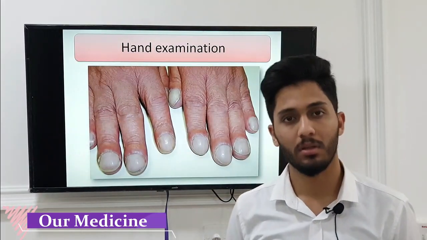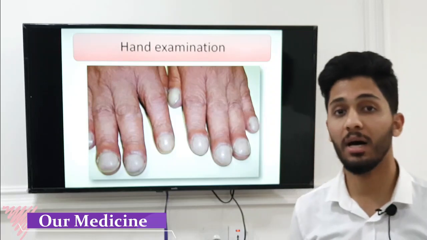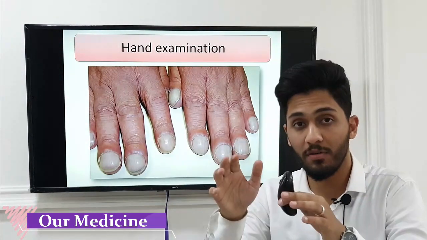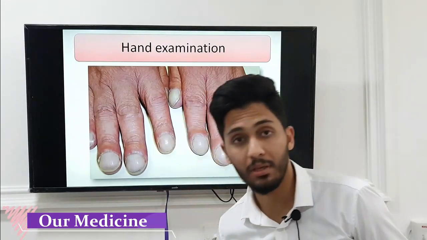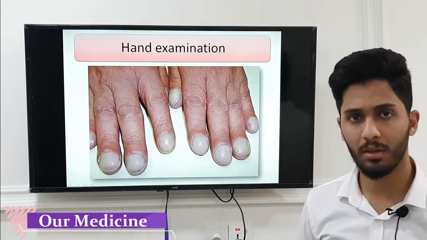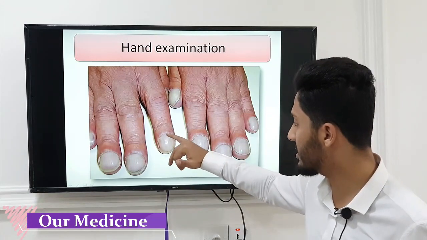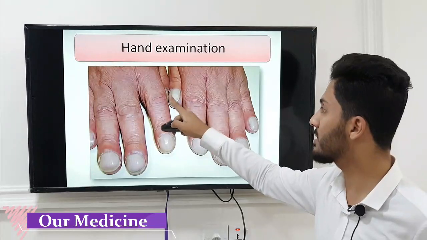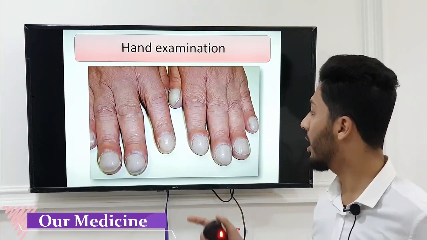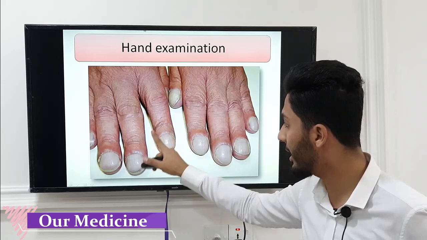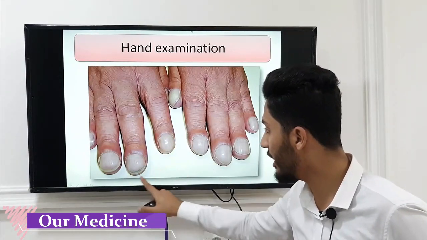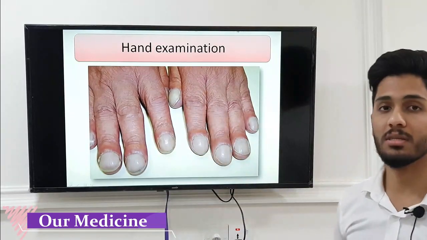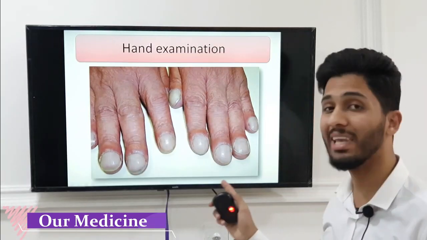In the heart examination, the most important sign is to look for the fingers of the baby. Is there digital clubbing? What do I mean by clubbing? This is the clubbing. Clubbing is an increase in the curvature of the nail, and there is bulbous enlargement of the distal finger. This is digital clubbing.